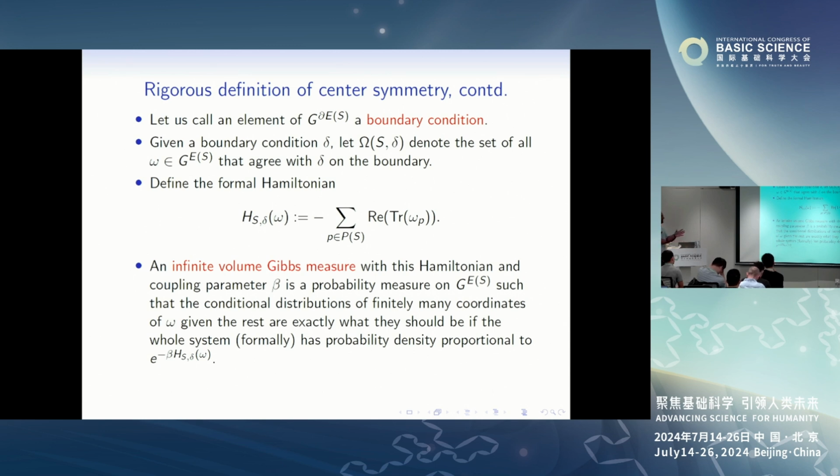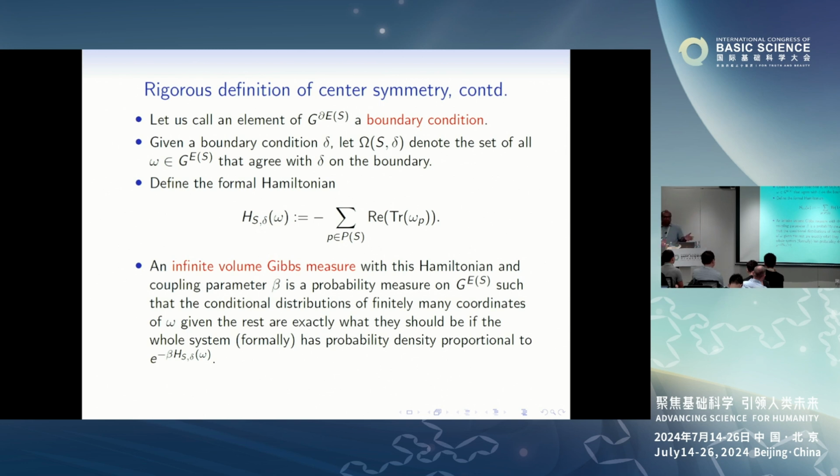So, many of you know this, but let me still tell you. An infinite volume Gibbs measure with this Hamiltonian H and a coupling parameter beta is a probability measure on all configurations in infinite slabs, so that the conditional distribution of finitely many coordinates given the rest are exactly what they should be if the whole system formally has this probability density. So that's how infinite volume measures are defined in statistical physics. It's any probability measure on this set of all configurations, so that finite dimensional conditional distributions are exactly what they should be. Okay, so these are infinite volume Gibbs measures.